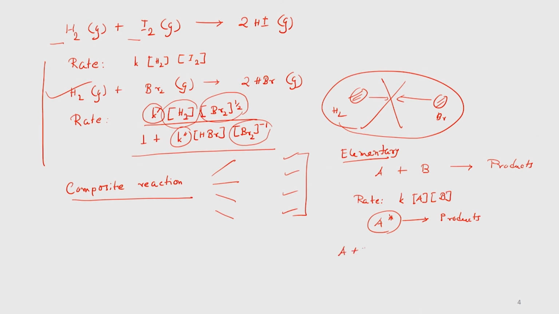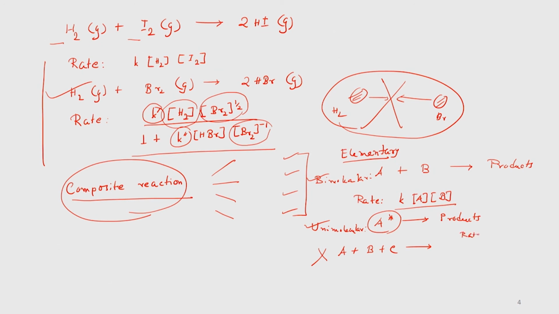Three body collisions like this process A plus B plus C are extremely rare. We just won't consider it. So, we will not say that this kind of elementary reaction exists. Elementary reactions we will always say are either bimolecular or unimolecular. So, we will be discussing unimolecular and bimolecular elementary reactions. Any reaction can actually be decomposed into a set of bimolecular and unimolecular reactions, for which we can write the rate constant like this, and for the unimolecular reaction the rate will be nothing but some rate constant into A star, something like this.